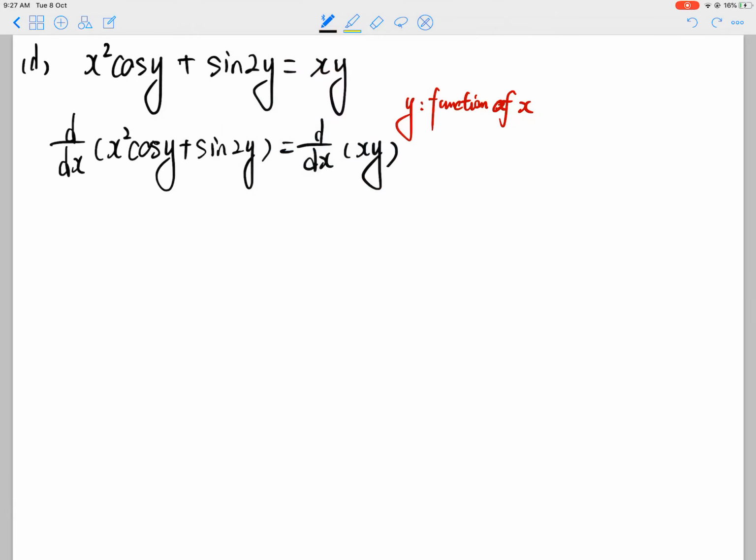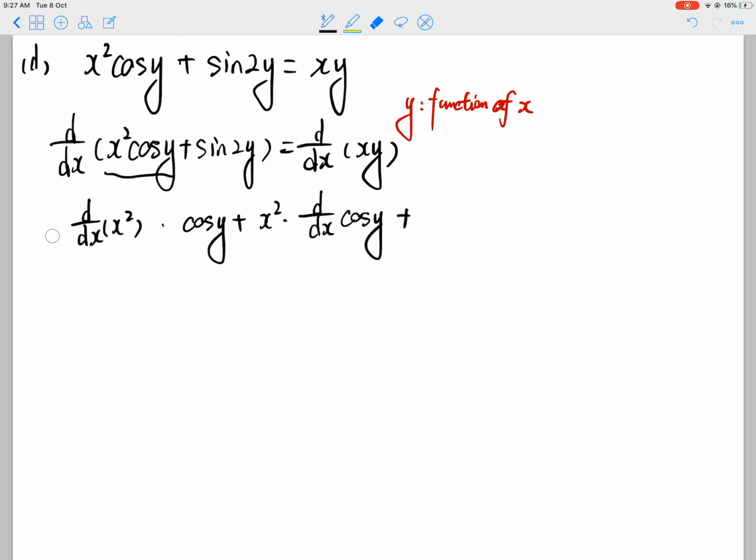When you differentiate this, first we have to use the product rule. It's x squared's derivative times cosine y, plus x squared times cosine y's derivative. Let me write it this way. And plus d over dx of sine 2y.